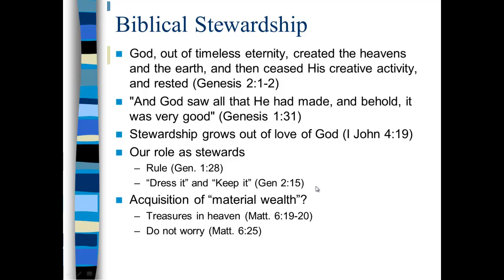And dressing and keeping God's creation actually appears to trump material wealth. We're not supposed to worry about our material possessions. We're laying up treasures in heaven and not treasures on earth. That's not to say that money is bad. Money is not bad. I like acquiring wealth because I like paying my bills. But acquisition of material wealth, I do not think would trump our roles as environmental stewards.